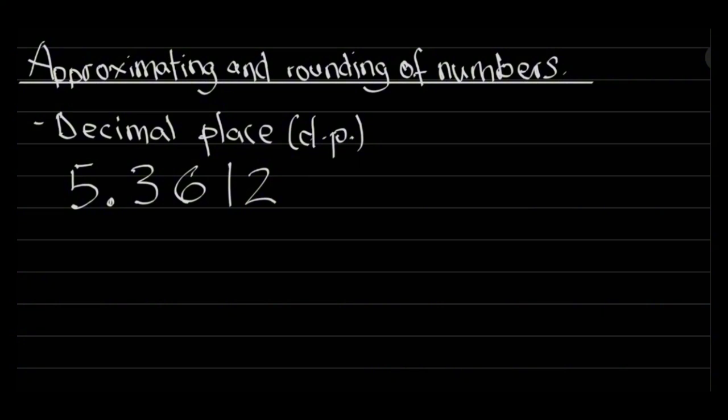Now we are looking at approximating and rounding of numbers. That is, we are looking at first decimal place. What do we mean by the decimal place? We are looking at the values after the decimal point. That is what we mean by decimal place. With the number here, we have 5.3612. So what are the values of this?